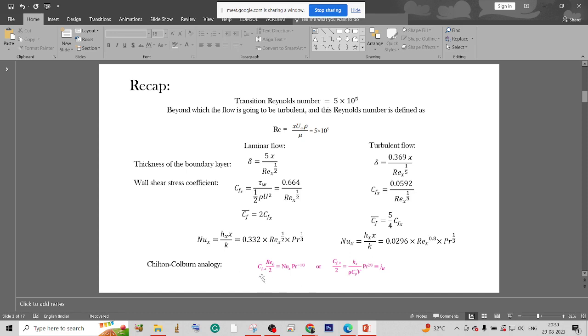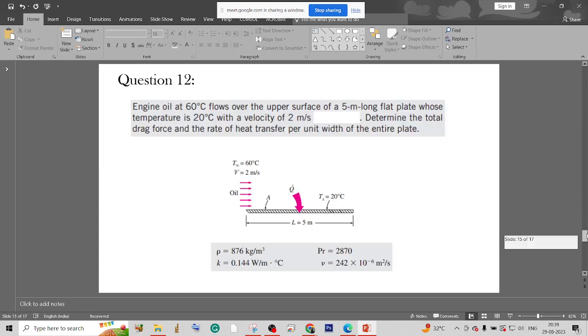What it does is it correlates the Nusselt number, having a direct correlation with the heat transfer coefficient, right? It correlates the drag coefficient to the heat transfer coefficient. So from here we can find out the heat transfer coefficient, right? So use this one to solve this.